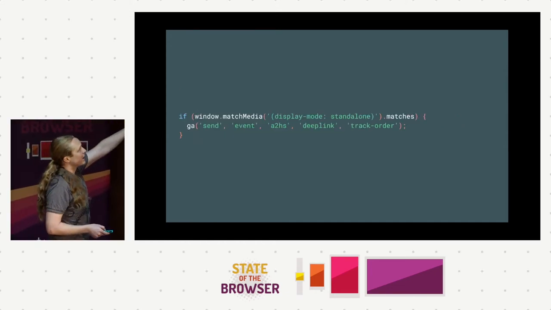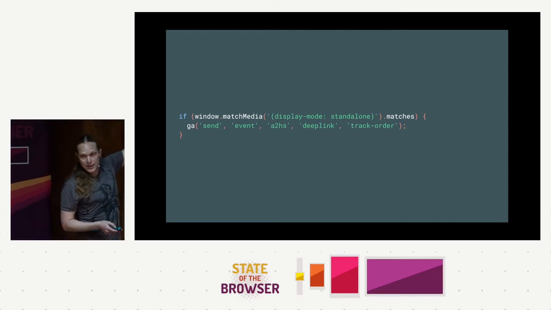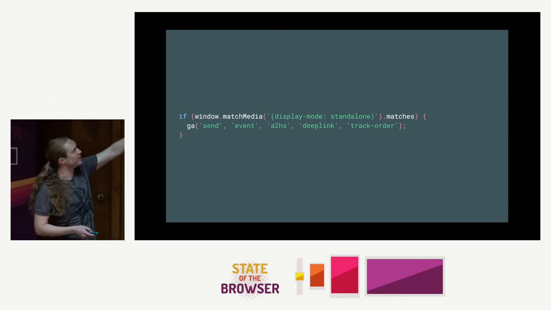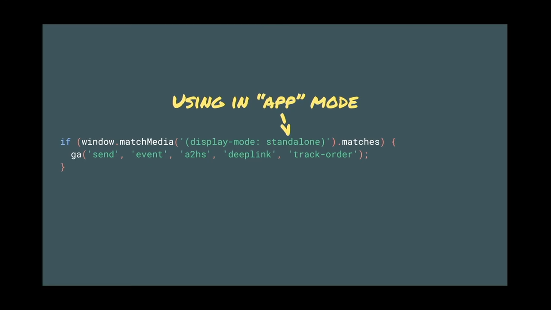OK, next up then, when the user is actually inside of the app, if they're using it in add to home screen mode, you can actually make use of the display mode media query here to see if they are in standalone mode. So this starts to give you an understanding of, are people using it in the browser, or are they using it in the add to home screen experience?